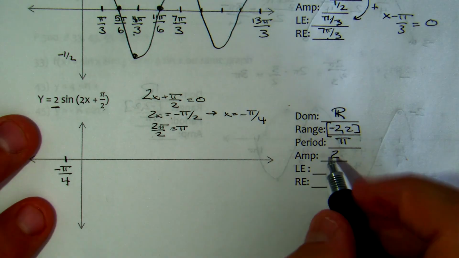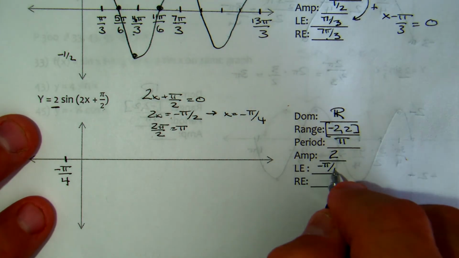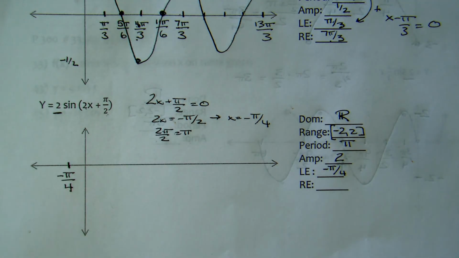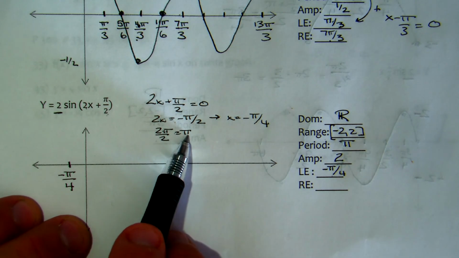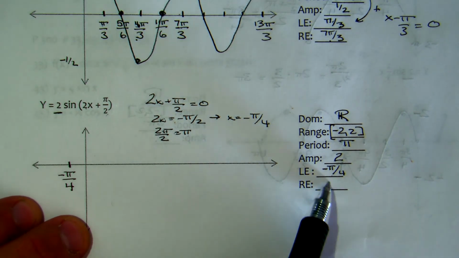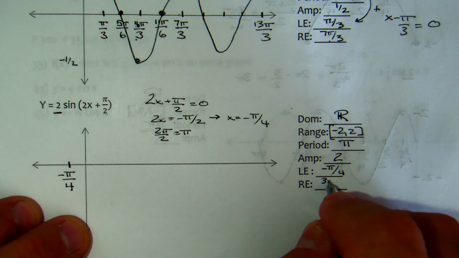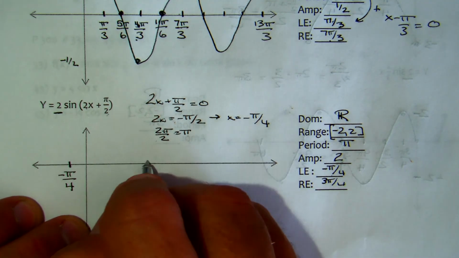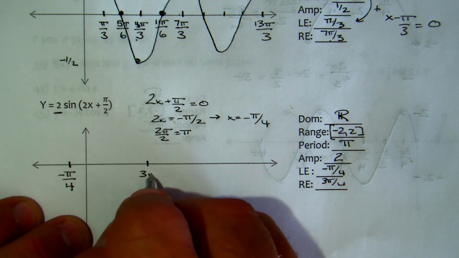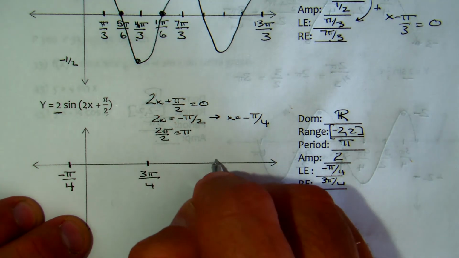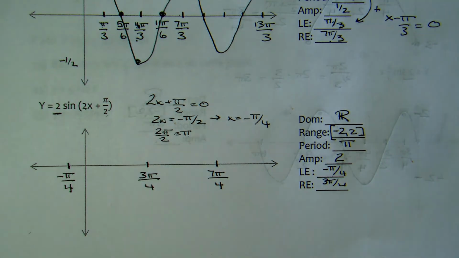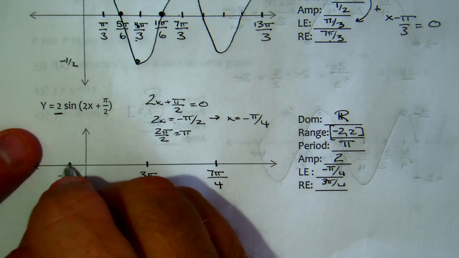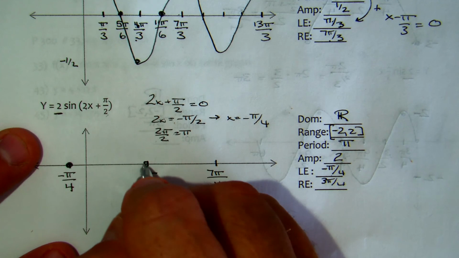Now my left end point is negative pi over 4, which I got by setting whatever's inside parentheses equal to 0. My right end point comes from adding the period to that. So the period is pi, denominator 4, so if I add 4 to that, I'm going to be at 3 pi over 4. And then to get my other endpoint, I add the same 4 pi over 4 to get 7 pi over 4. All right, so sine starts at 0, ends at 0.